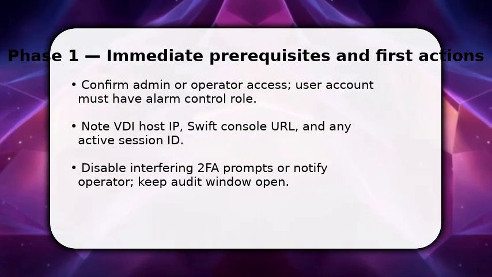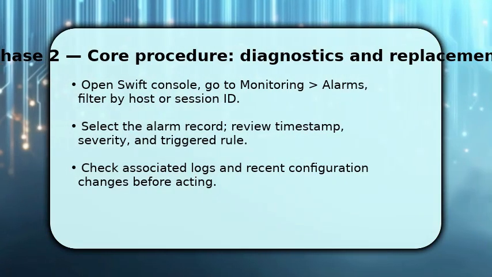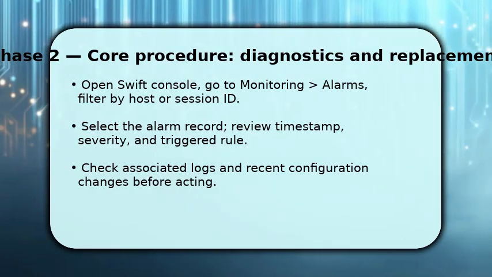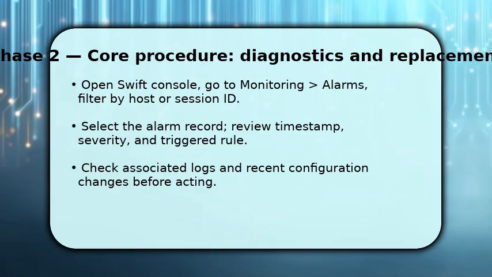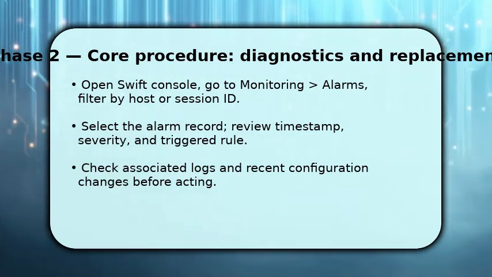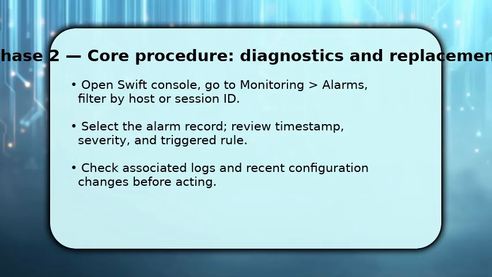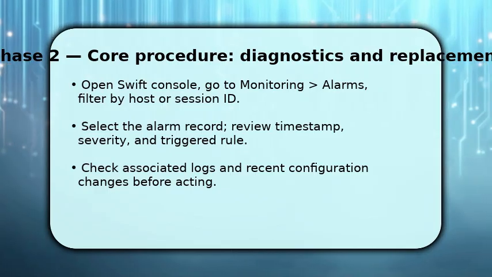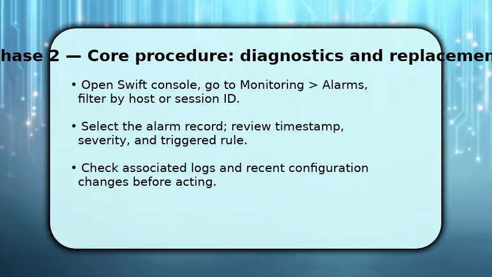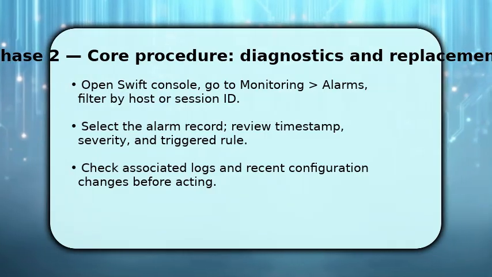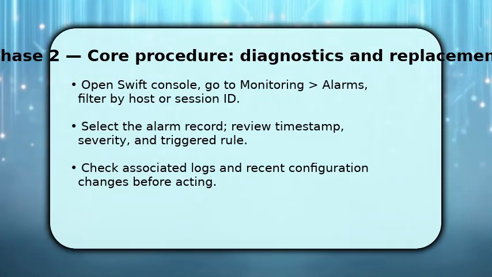Once you are in the console, go straight to Monitoring then Alarms and filter by the host IP or session ID you noted so you see only relevant events. Select the specific alarm entry and read the details: timestamp, severity, and which rule fired. This explains why the alarm triggered. Then inspect the related logs and any recent configuration changes, because fixing root cause is better than silencing alerts. So make sure you understand the how and why.